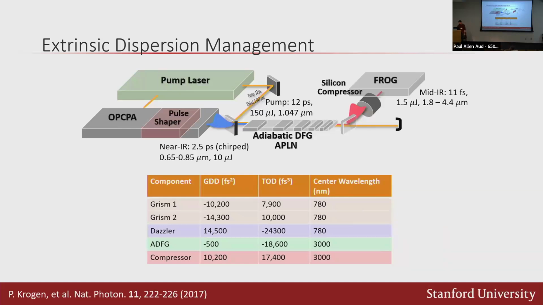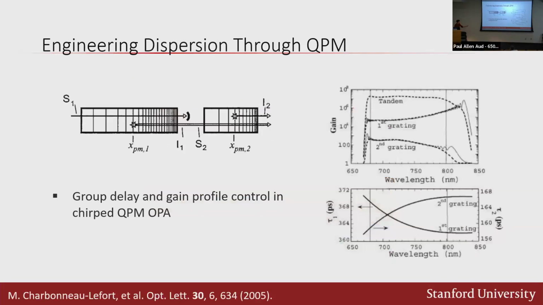Fortunately, there was some great work first done in Fair's group here by Charbonneau-Lefort, where he showed that the idler field, basically the unseeded wave of an optical parametric amplifier, picks up a phase from the design chirp rate. So we can actually design our gratings to impart some phase to one of our optical fields. I'll show how that works.